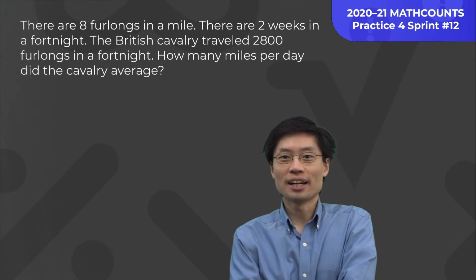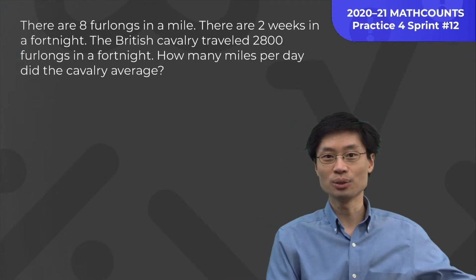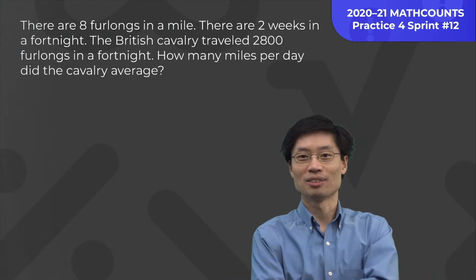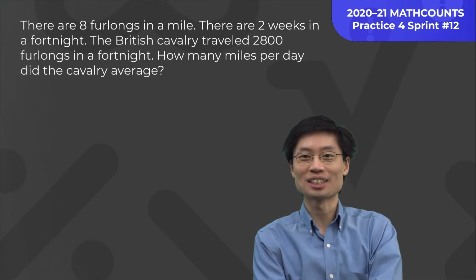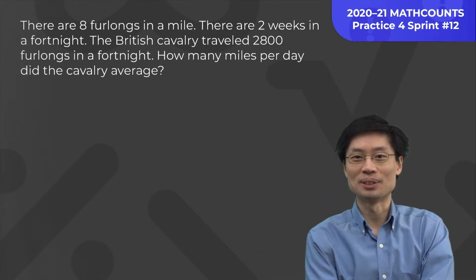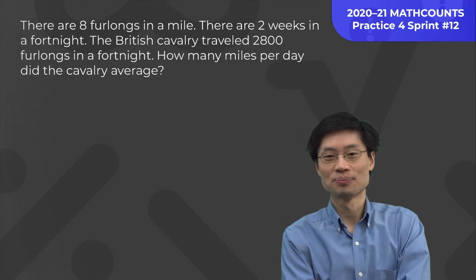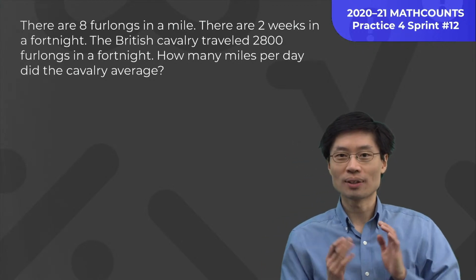Number 12. There are 8 furlongs in a mile. There are 2 weeks in a fortnight. The British cavalry traveled 2,800 furlongs in a fortnight. How many miles per day did the cavalry average? Okay. So what do I need to do here?